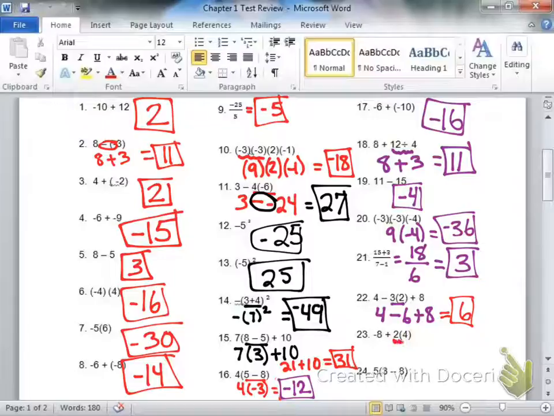23. This is a fun problem. We multiply first, so we have negative 8 plus, what's 2 times 4? 8. What's negative 8 plus positive 8? 0.